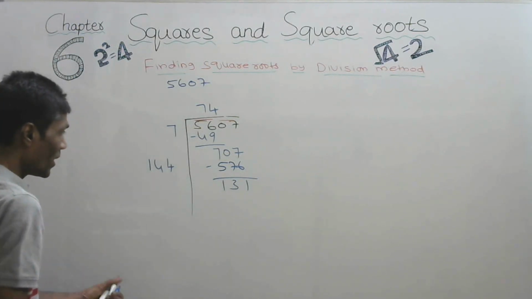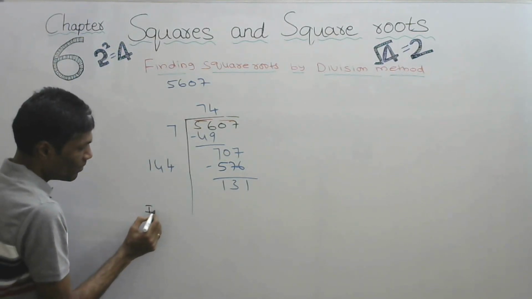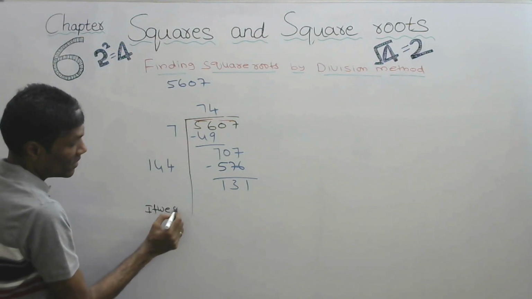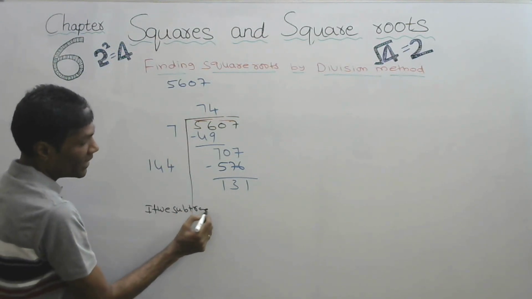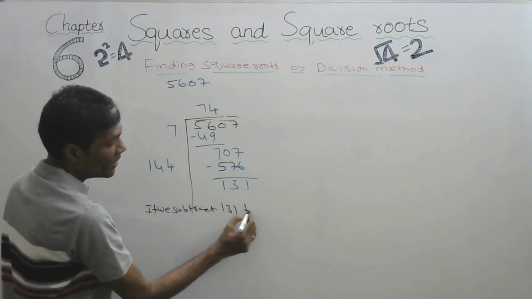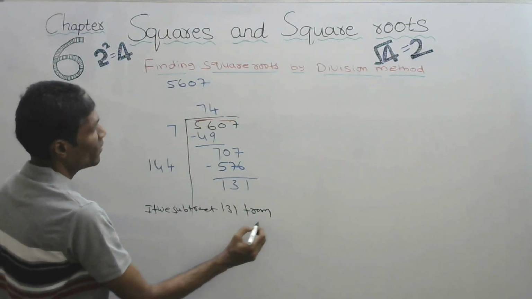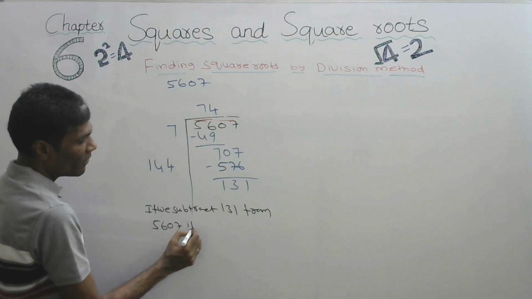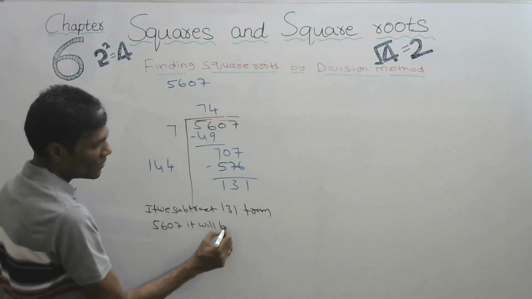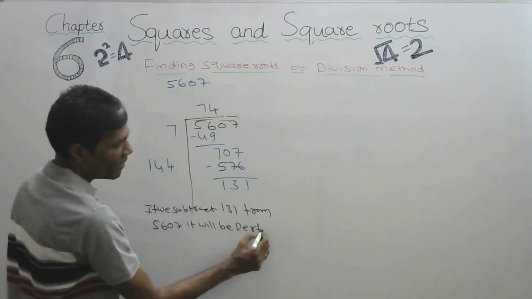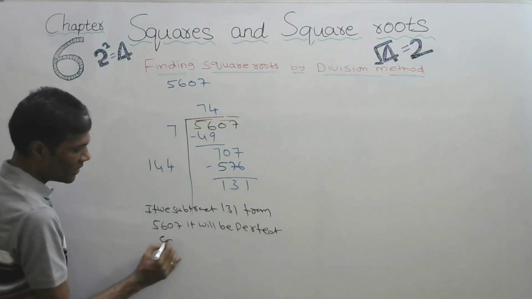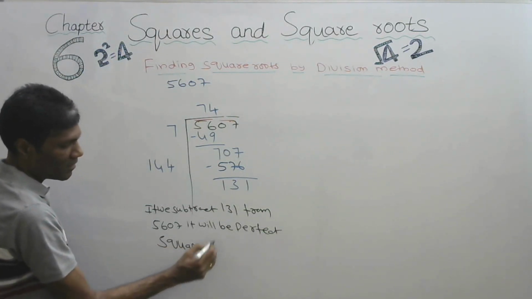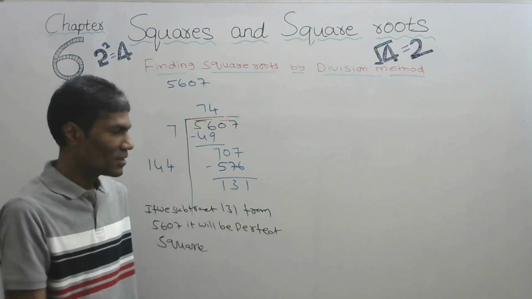So, if we remove this 131, then this will become a perfect square. That is, if we subtract 131 from 5607, it will be a perfect square. Shall we check it out once? Let us do.